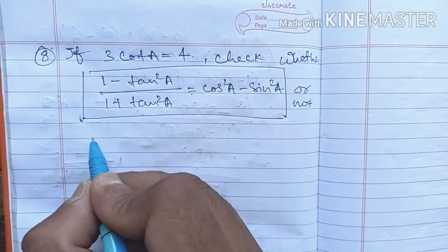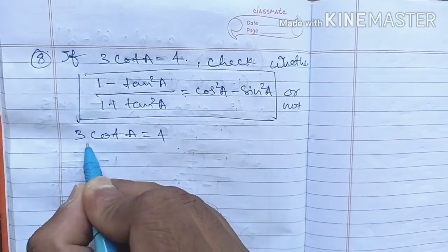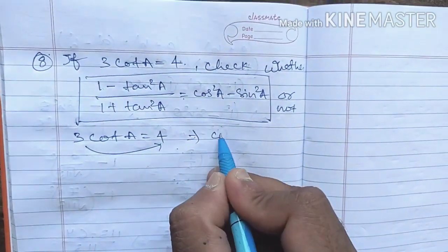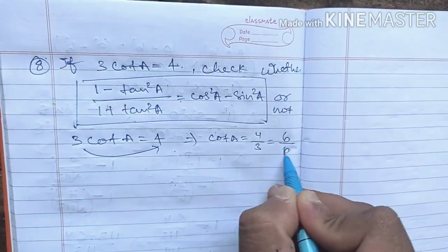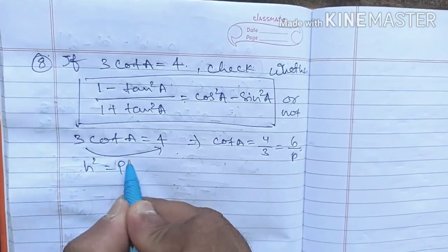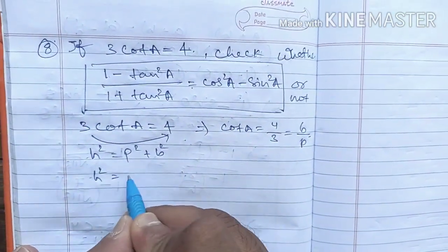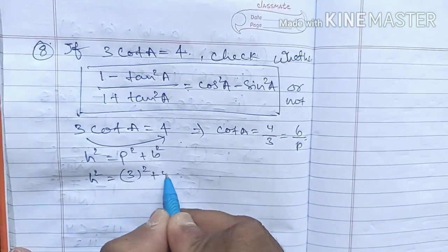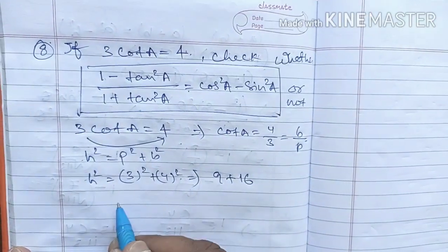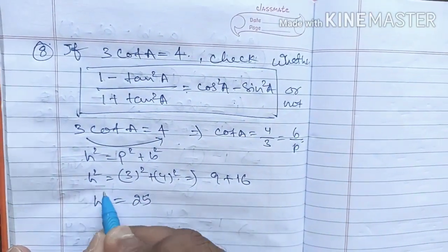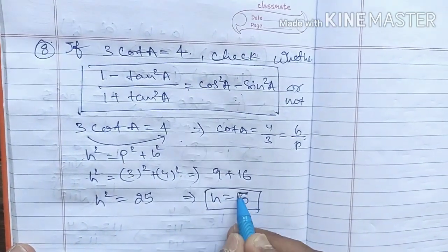Okay, so same, we will take if 3 cot A equals to 4, now divide 3 here, we will get cot A equals to 4 by 3, that is B by P. Use Pythagoras theorem, H square equals to, we don't know, P is 3 square, B is 4 square, 3 threes are 9, 4 fours are 16, 9 plus 16 is 25, H square equals to 25, so H equals to 5. Okay, we got the value of H.